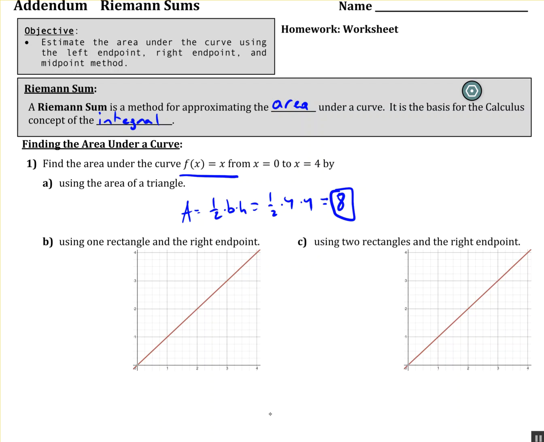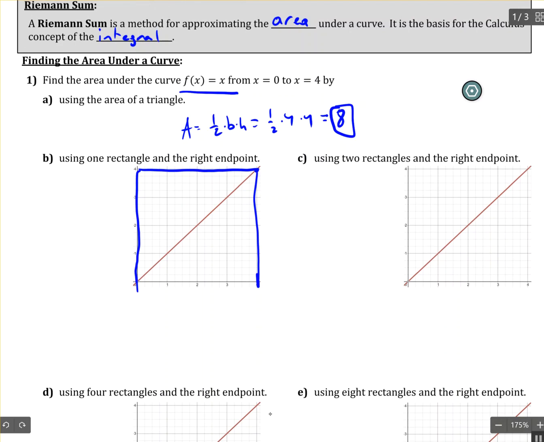We're going to use the right endpoint. What that means is I'm going to draw a rectangle that covers, remember we're going from 0 to 4, that range right there. I'm going to draw a rectangle where the peak is determined by the value of the function on the right side. It happens to be a square, but we'll call it a rectangle. What's the area of that? Well, the width is 4, the height is 4, so the area is 16. Not a great estimate, right? We know 8 is the exact answer.